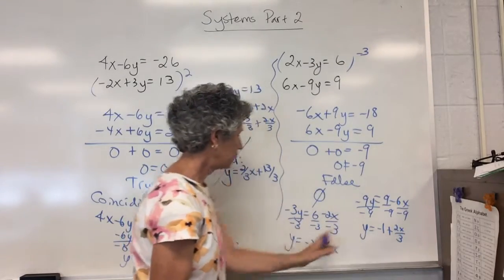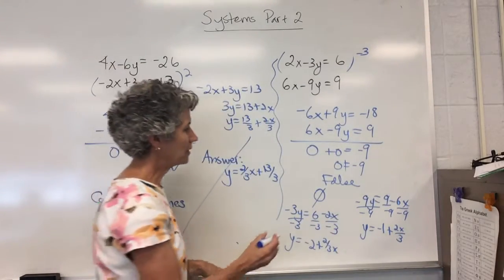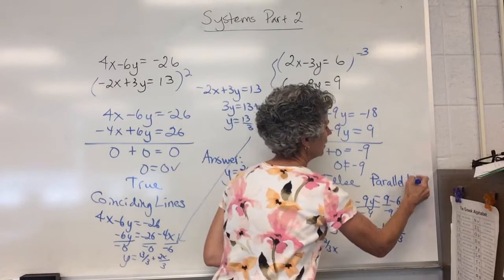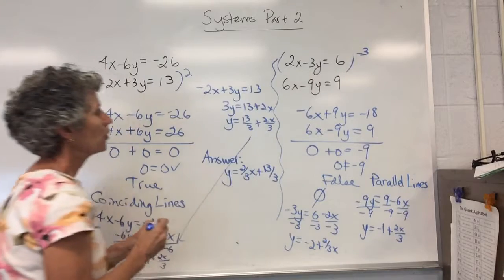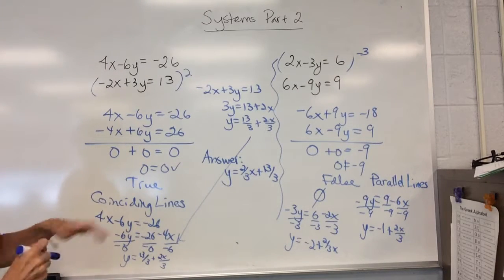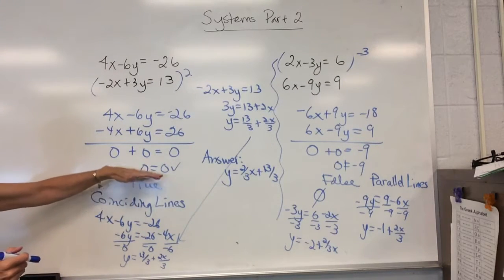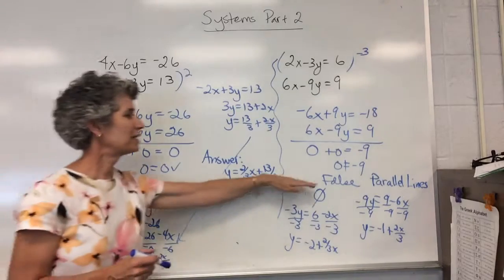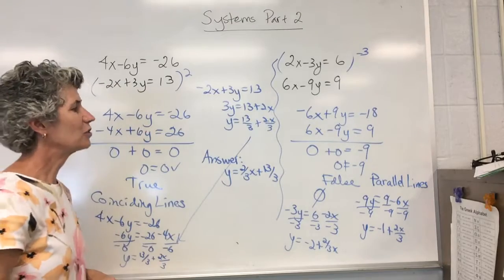Same slope, different y-intercepts. You know what that means? They're parallel. So these would be parallel lines. No solution. So if all your variables drop out, you want to look at the end and see what happened. Was the statement true at the end? Then those are really the same line. Was it false at the end? Those are parallel lines. No solution at all.